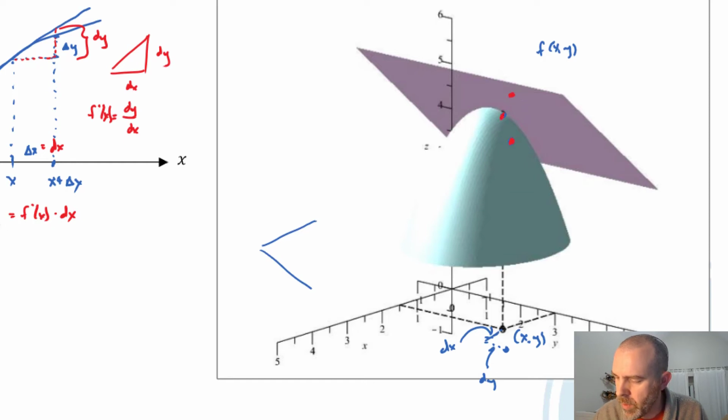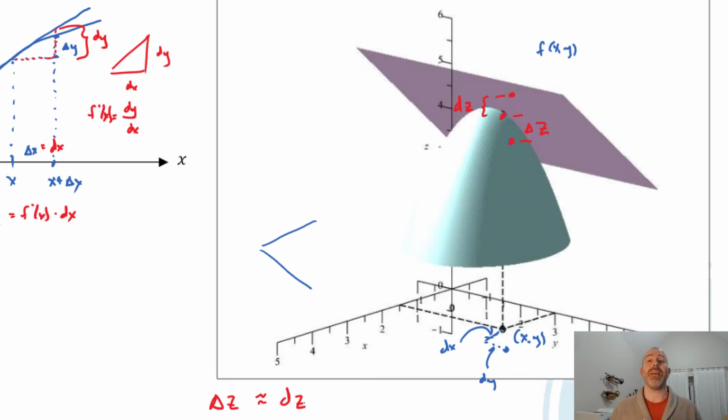Here's our original one. Whatever that z value is, it's a little hard to see, but the difference in the z value is the actual change in z. The difference in the tangent plane we'll call our dz. So the actual change in the function is approximately the same as the change in the tangent plane. Now the question is, how do we find the change in the tangent plane?